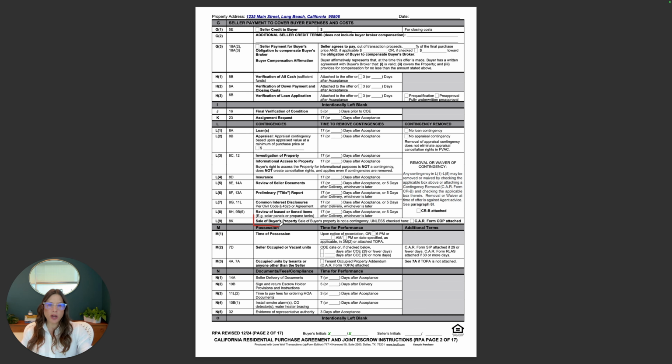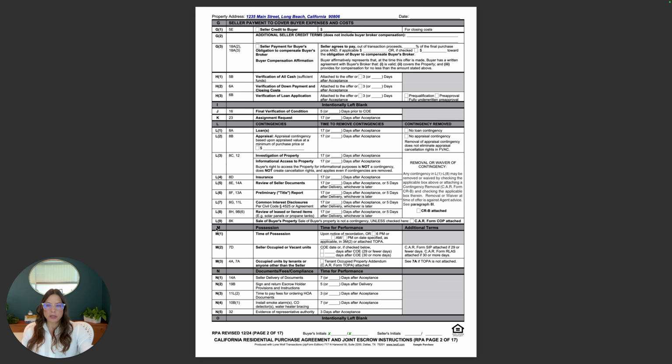Sale of buyer's property. If you are buying a home and the down payment for your purchase is coming from the sale of another home, and you need to sell that home in order to get that down payment, you check that here. That's called a contingent purchase. And there is a form called COP, which stands for Contingency of Property, over here. So if you're buying a property and you need to sell another property in order to buy that property, that's where this would get checked, okay?